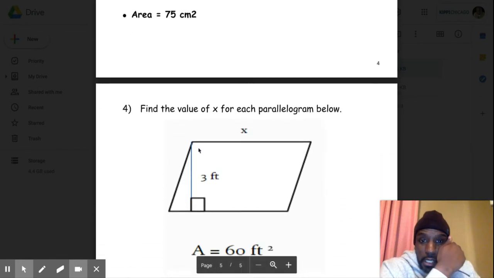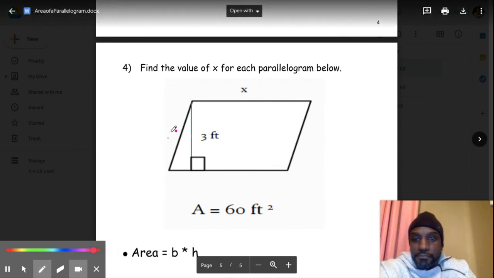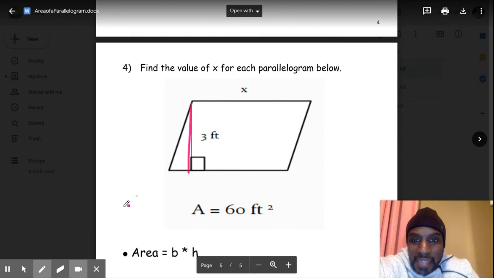Okay, good. And one more for you. This is now calculating the missing variable. I'm giving you the height, but what you do not have is this. What is that called? That is called the base. And this is the base too. Both of those are the same distance.